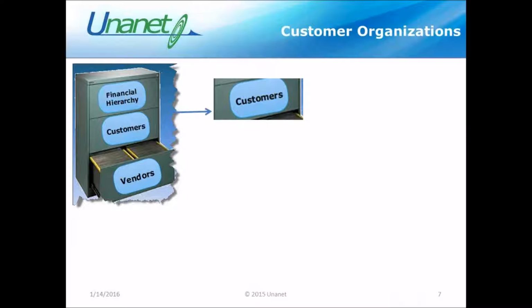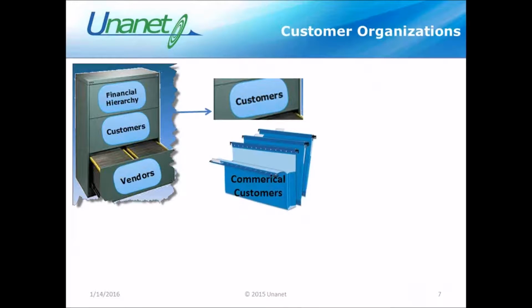So the next drawer we have is the customer drawer. It's the project organizations. As a best practice, Unanet recommends that the project organization represent a customer. Now, for invoicing purposes, this type of organization would represent the bill-to organization, typically the customer that you're sending the invoice to and expecting to receive payments from.